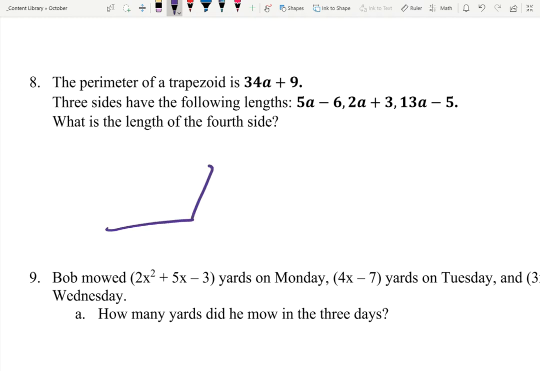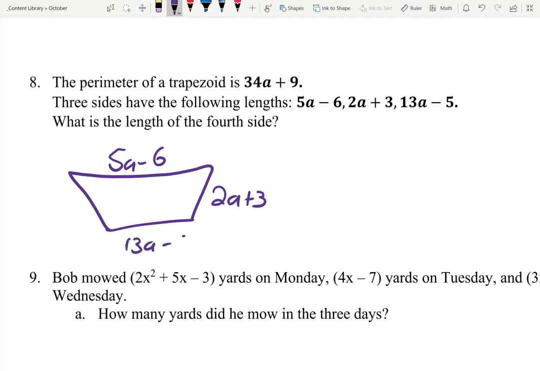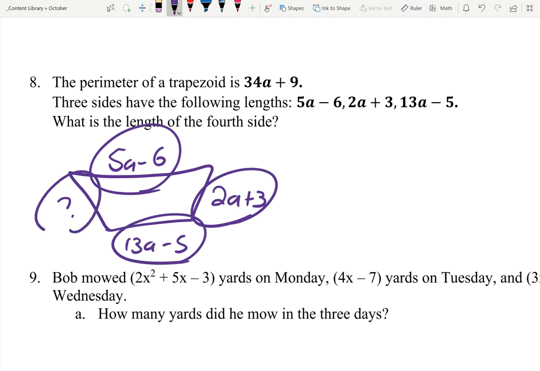So I'm just going to draw a trapezoid, just a little sketch. I know that one side, it doesn't really matter which one here, is 5a minus 6. I know another side is 2a plus 3. And another side is 13a minus 5. So what is the fourth side? We know that adding up all four sides, we're going to have a total of 34a plus 9.